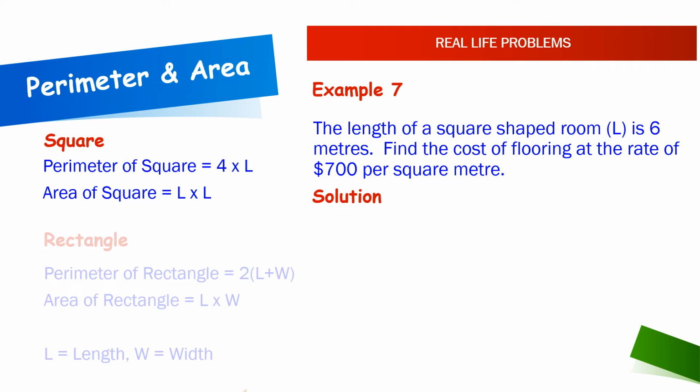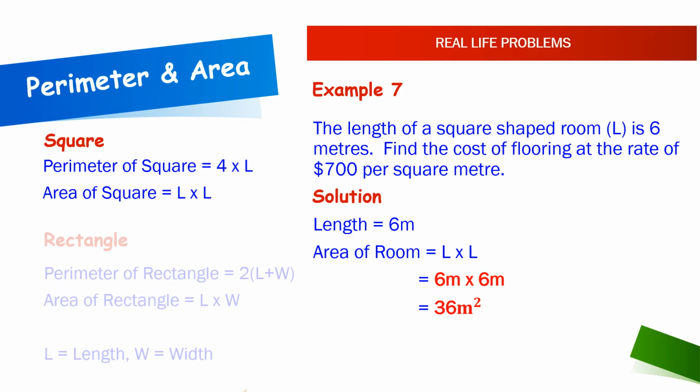So let's solve this. We're going to begin by writing out everything. So the length L is equal to 6 meters. The formula for the area of a square, because we're looking at a square-shaped room, is L times L. Plugging in the value for L equal to 6 meters gives us that the area of the room is equal to 36 meters squared.